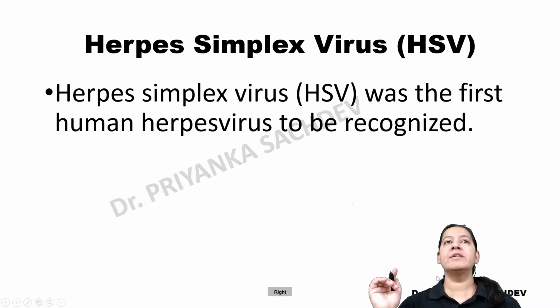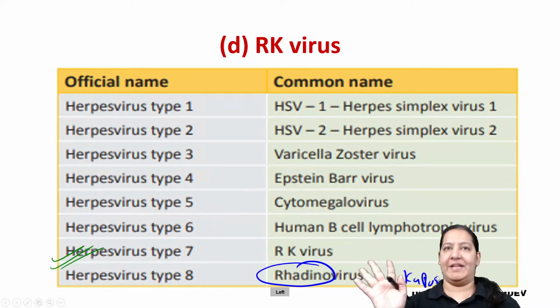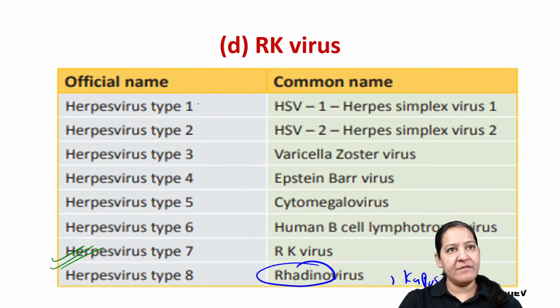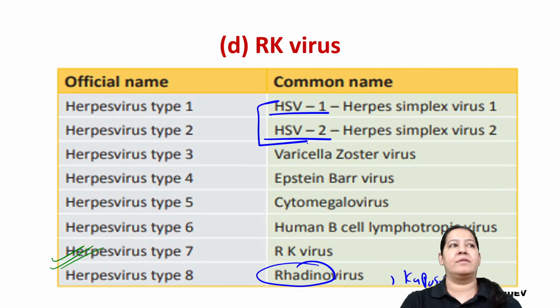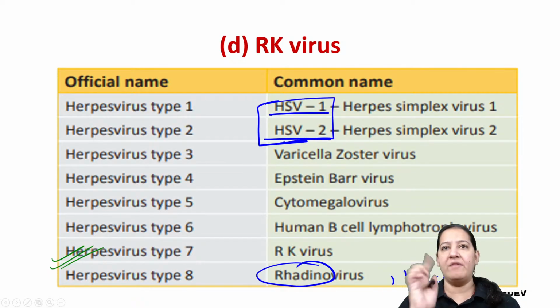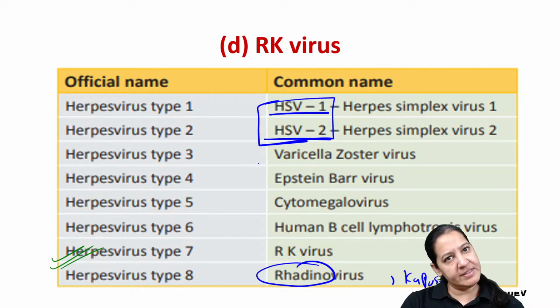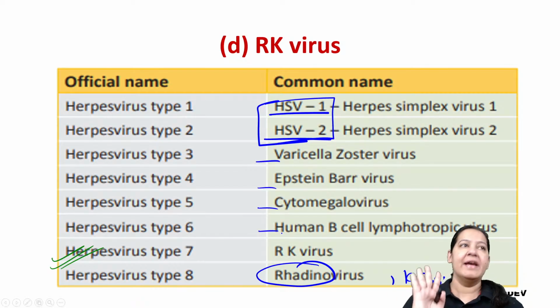So I will teach you all 8 one by one. I will start with type 1, HSV1 and HSV2. I will teach you these two together first, then I will teach you these separately. So let me start with HSV1 and HSV2 together.